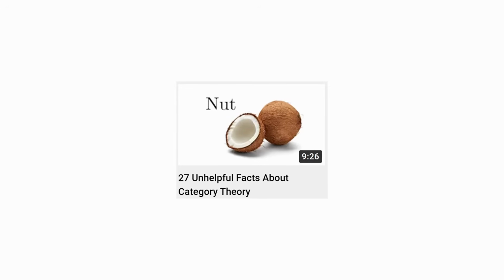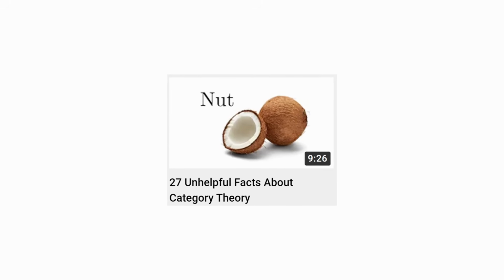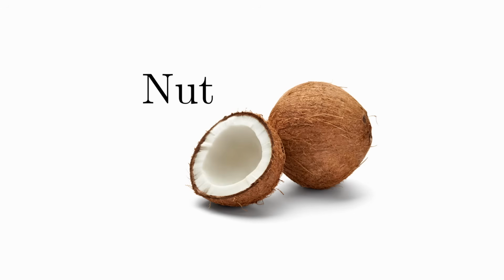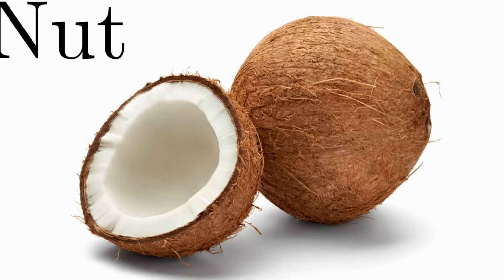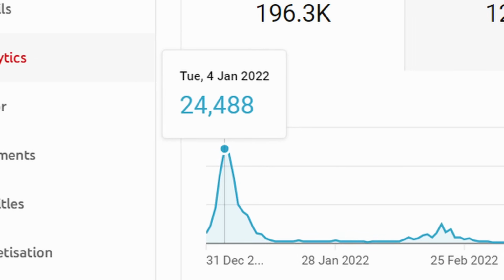About half a year ago, I published a video titled 27 Unhelpful Facts About Category Theory. A silly, spur-of-the-moment kind of thing. I neglected to realise that making a thumbnail which simply featured a coconut next to the word nut would make me the darling of the YouTube algorithm for the next week.